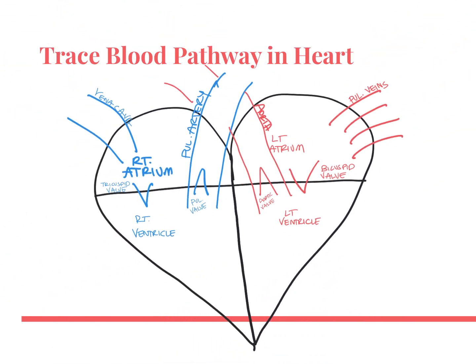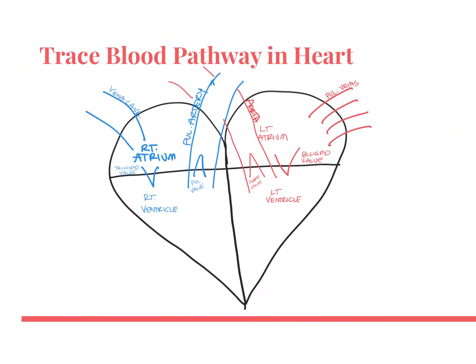Okay, so let's zoom back out. So now we have the 4 major vessels, the 4 chambers, and the 4 valves. Okay, let's trace the pathway of blood through the heart. So we're going to start off with blood coming back from the body. So I'm actually going to start with the blue pen.